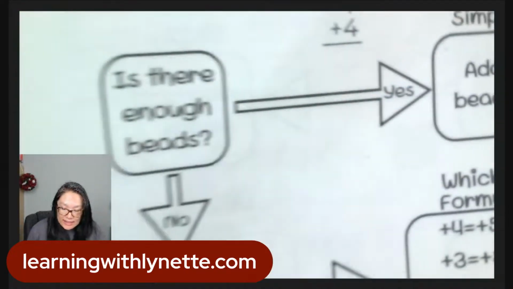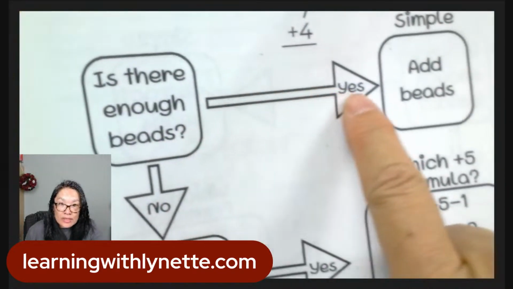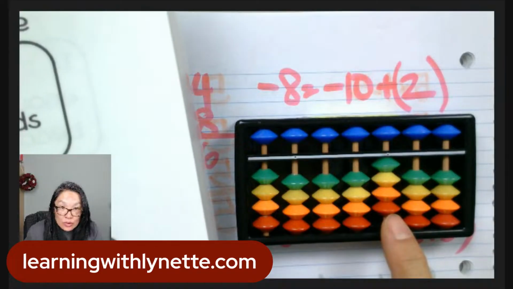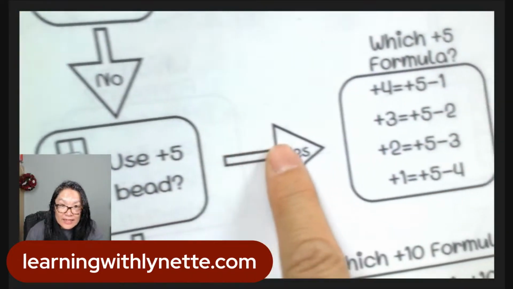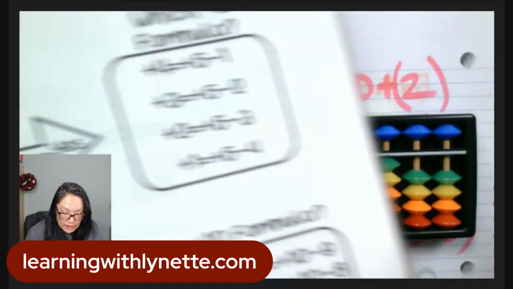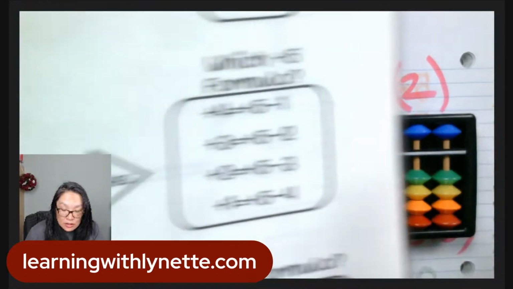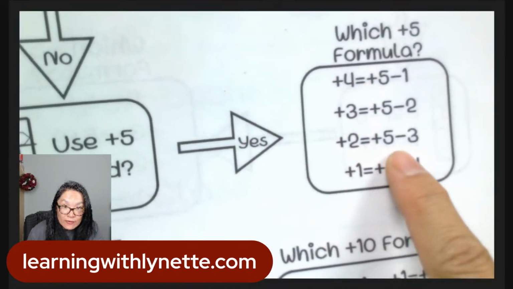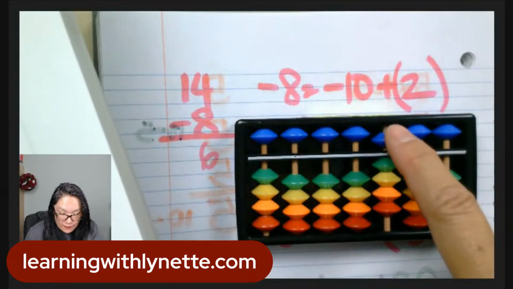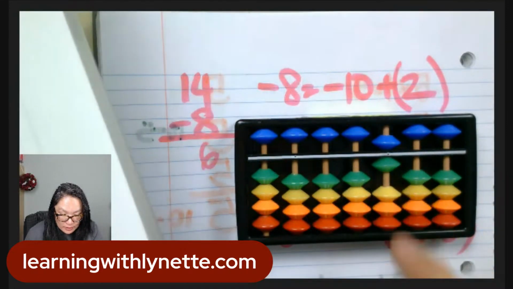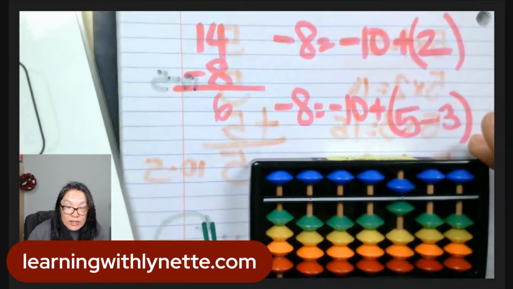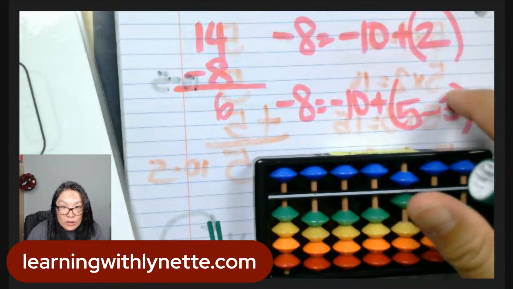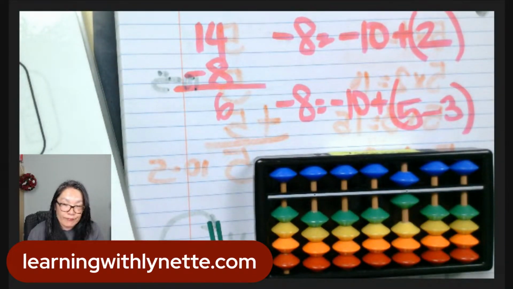Add the 2. Can I add the 2? No. I got to go down. Use the 5. Can I add the 5? Yes. So plus the 5 minus the 3. Final answer is 6. So I rewrote it to include the associative property.